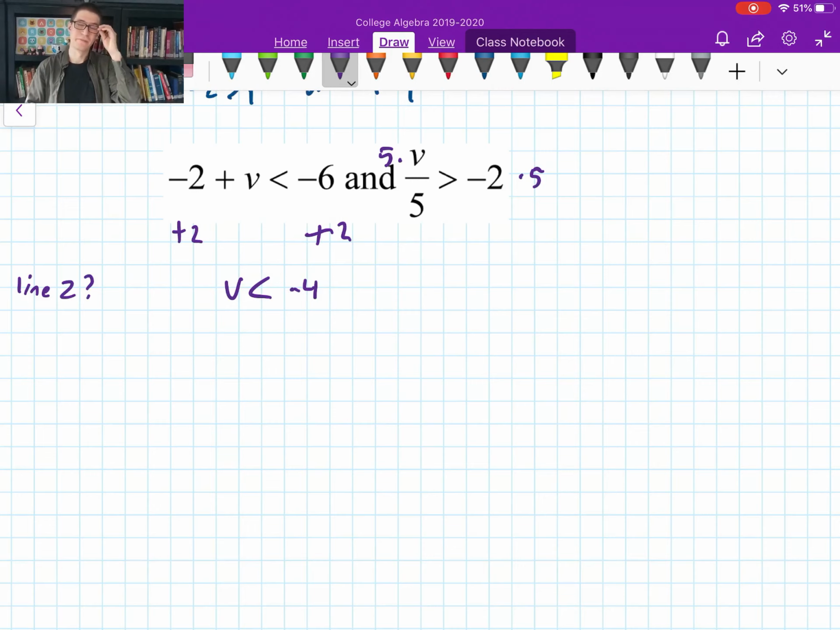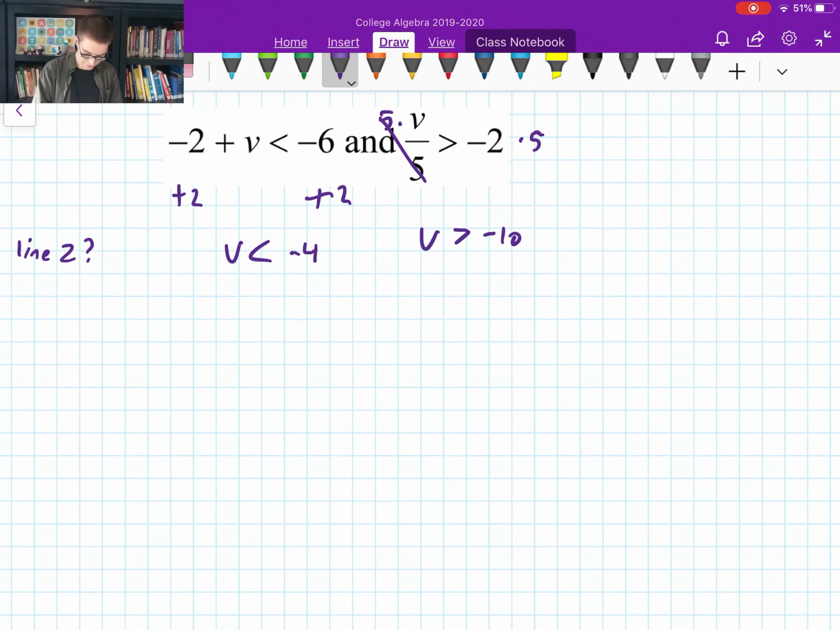Okay, these cancel out, and remember, we are multiplying by a positive number. We're not multiplying by a negative number, so we don't need to switch the sign or anything. So v is greater than, let's see, -2 times 5 is -10. So that's step 1.